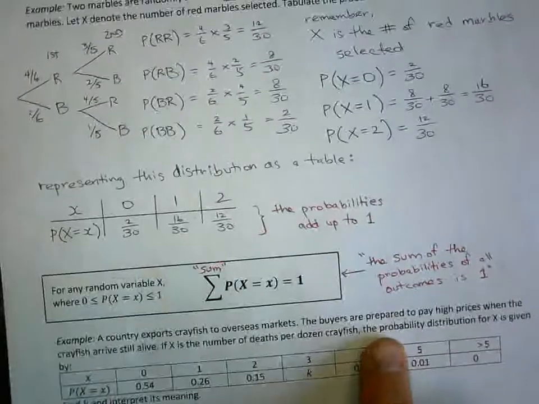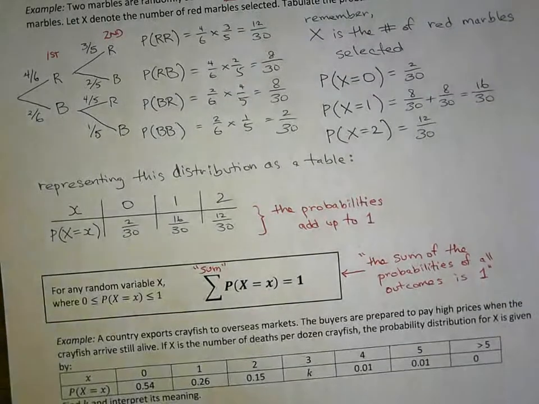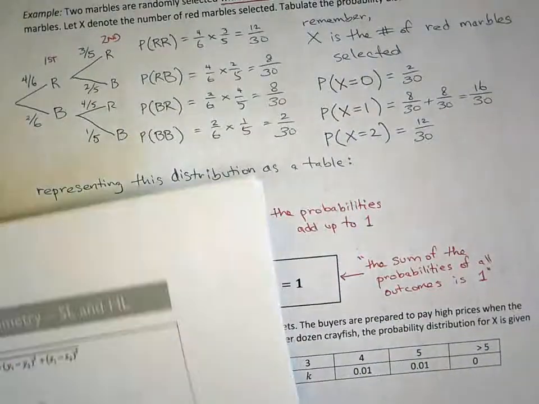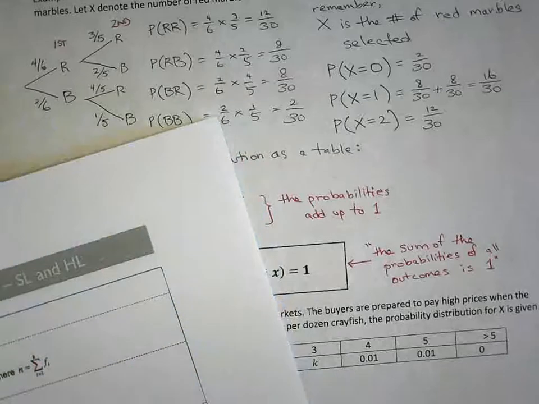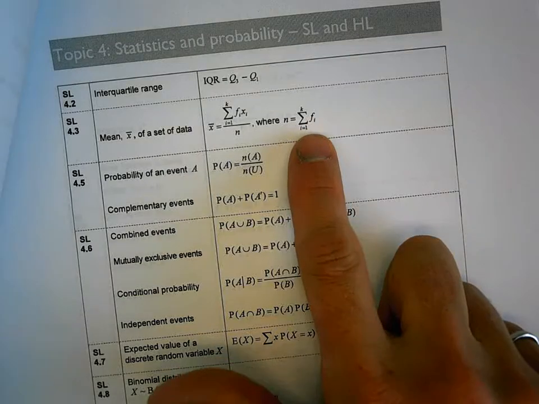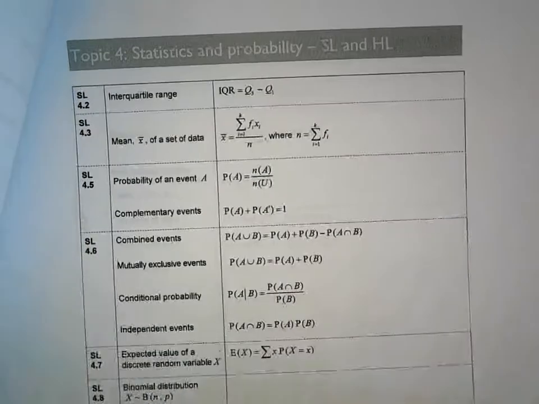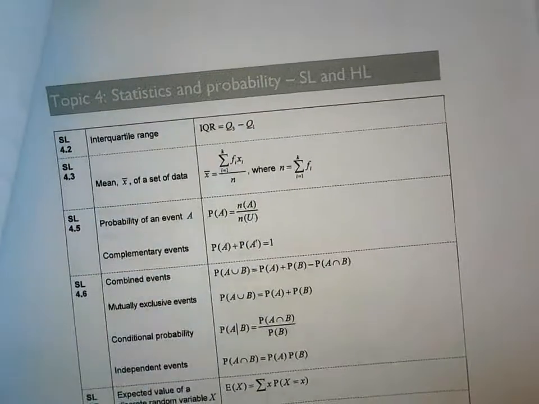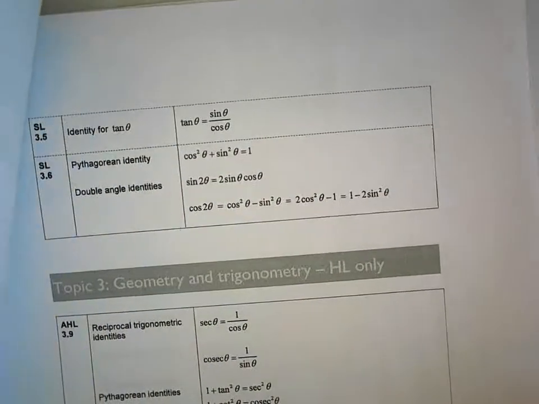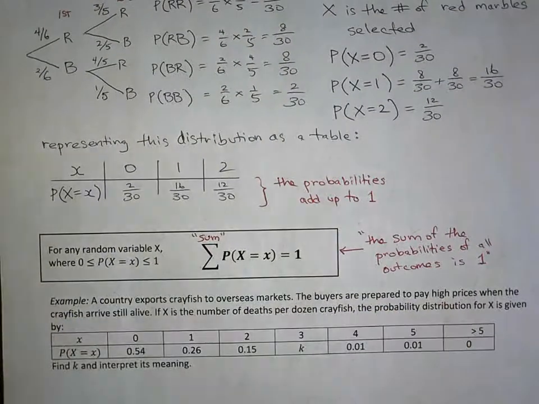And this formula, I believe, is on your formula sheet. Let me just double check. Oh, nope. It's not on your formula sheet. So you're just going to have to remember it. But I mean, you should know at this point, right? We've been doing probability for quite some time. All the probabilities should add up to 1.